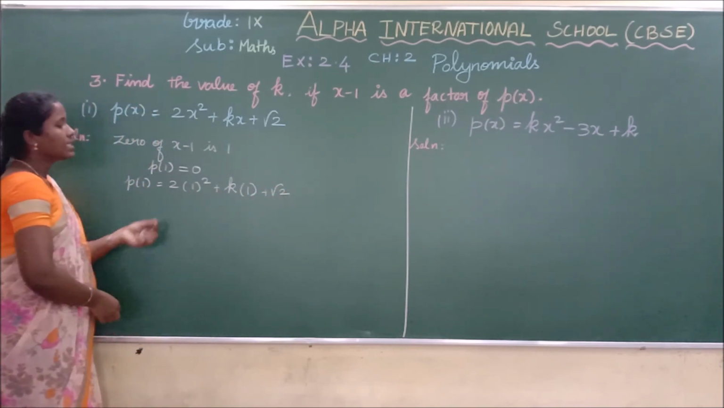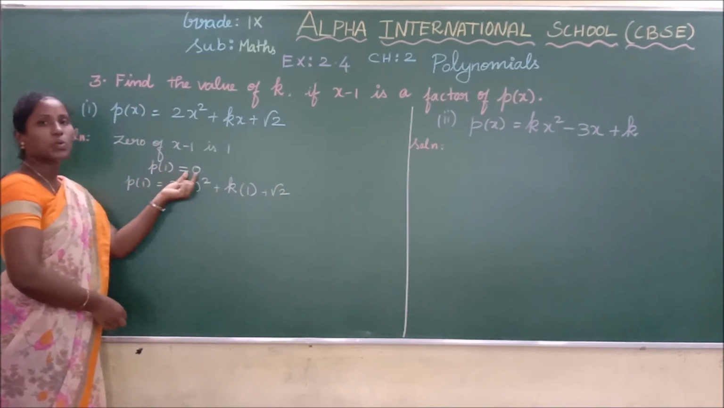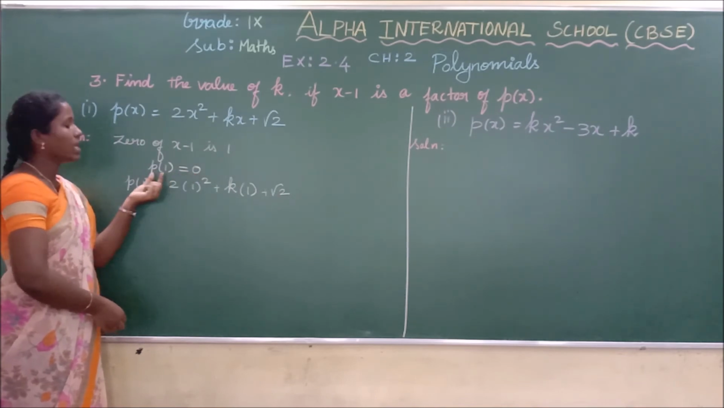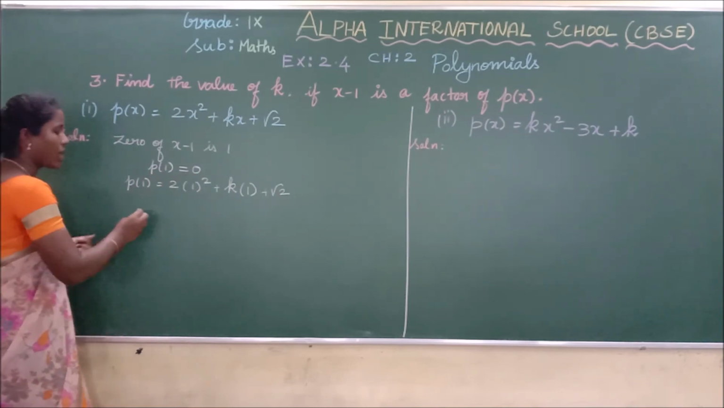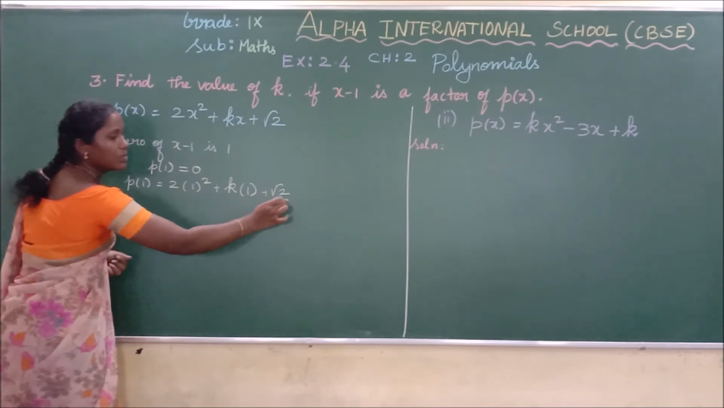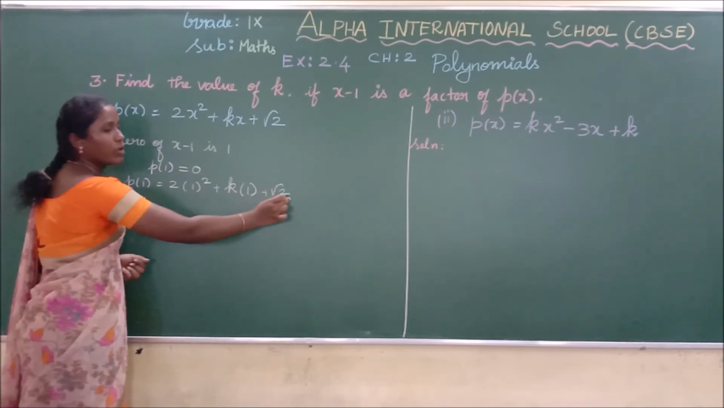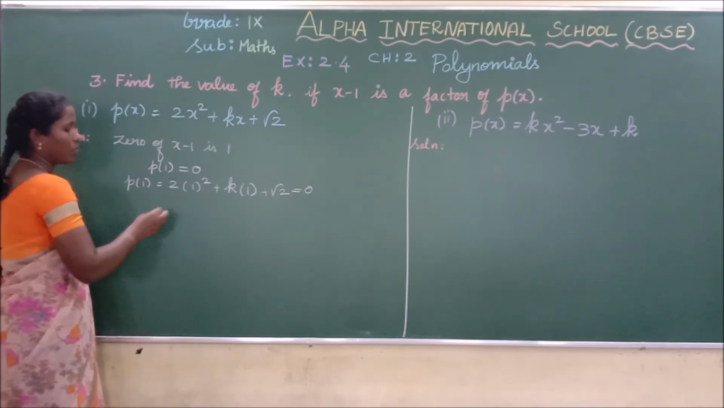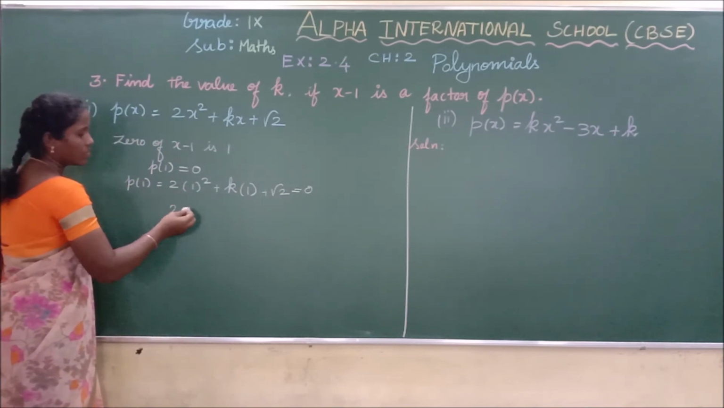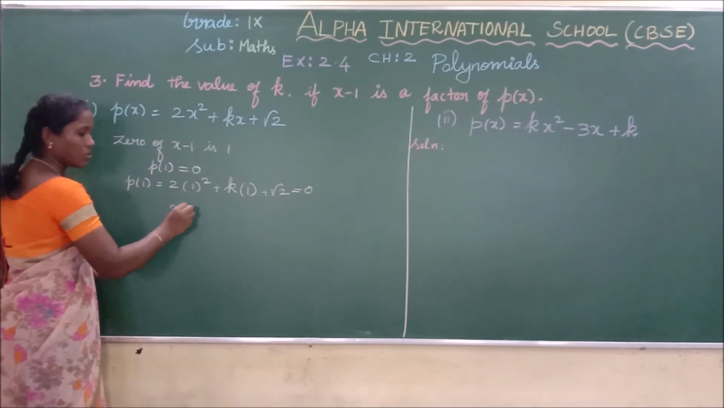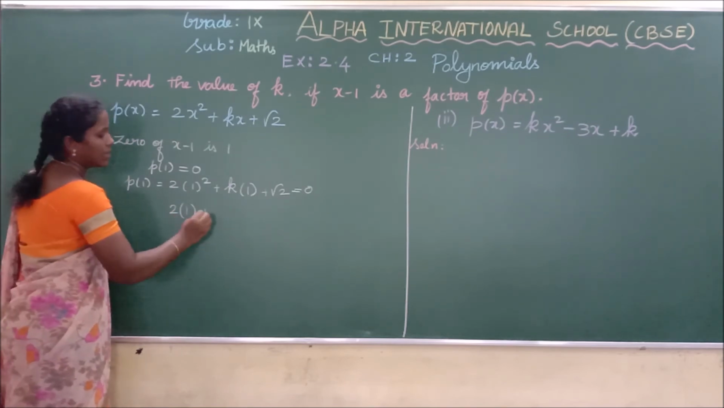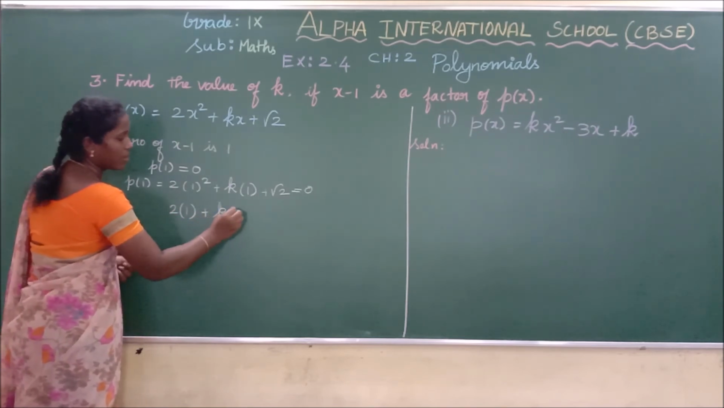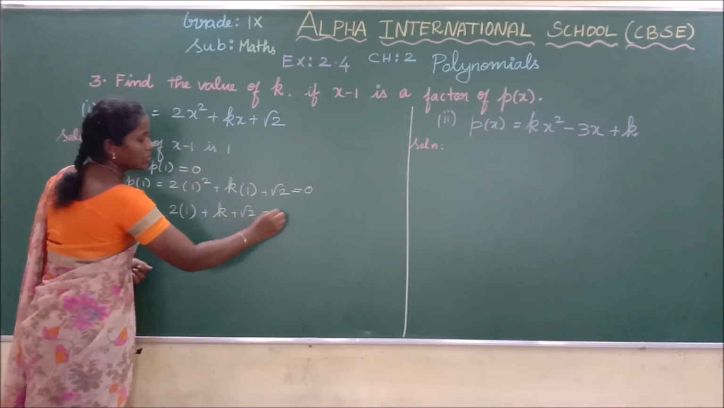See here, P of 1 is equal to 0. You have to equate P of 1 to 0. So we are going to equate this value to 0, because this is the value of P of 1 now. Okay, now 2 into 1 square is 2. Plus k into 1 is k, plus root 2 equal to 0.